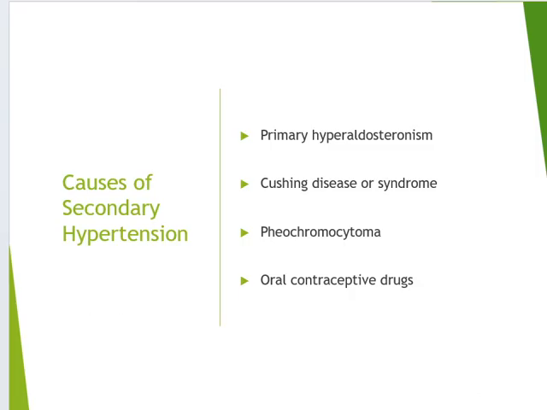Other causes of secondary hypertension include primary hyperaldosteronism, where we have excess aldosterone secretion that is causing sodium and water retention. Cushing disease has the same kind of mechanism there.